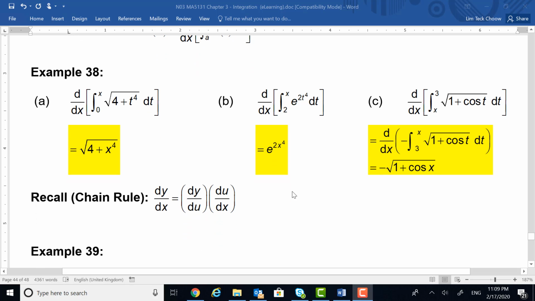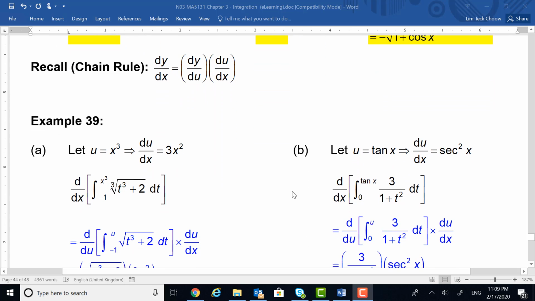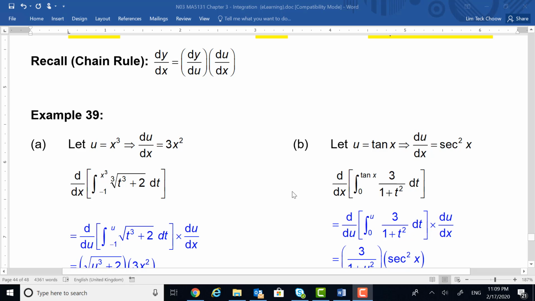For another example, we might have to use the so-called chain rule. What is the chain rule? dy/dx is equal to dy/du times du/dx. How do you apply the chain rule to more different examples? Let's say this one. You want to differentiate with respect to x, but you can see that now it's x cubed. It's no longer x. When that happens, you can do it by the so-called chain rule.